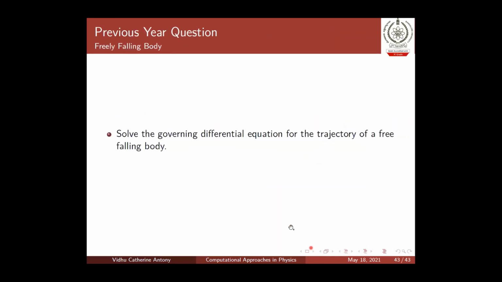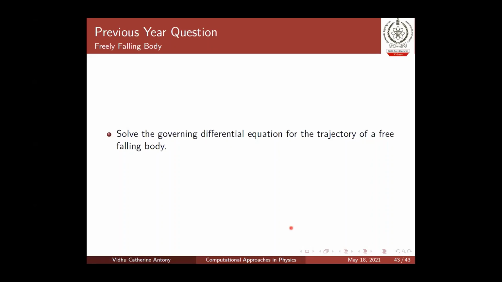This was a previous year question that you got. Solve the governing differential equation for the trajectory of a freely falling body. You do not write whatever I've explained to you here; you cut short the whole thing. You will solve it explicitly, and you will solve it numerically using small delta t, so that you can reduce the number of iterations. You do both the explicit as well as the numerical, because this is a 10-mark question, so you have to write a lot more.